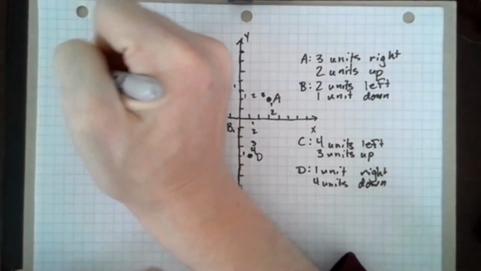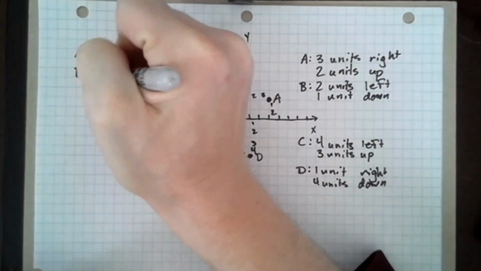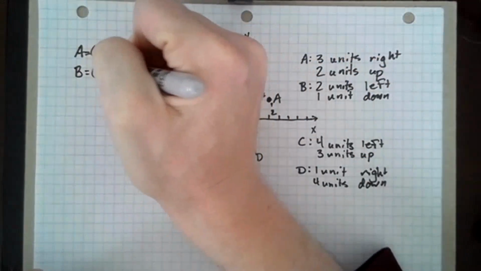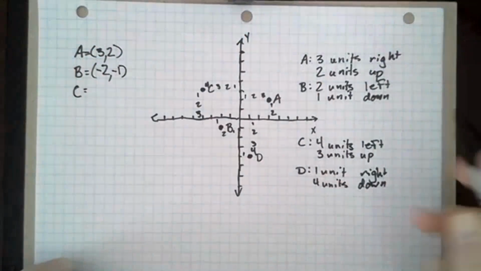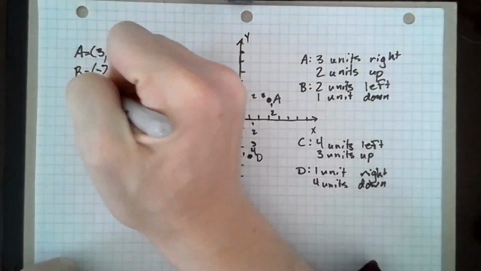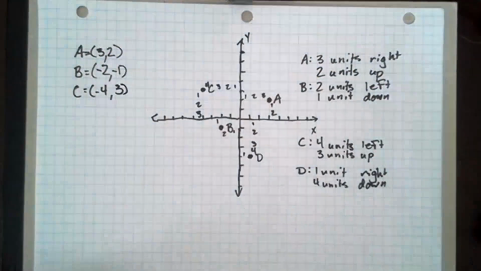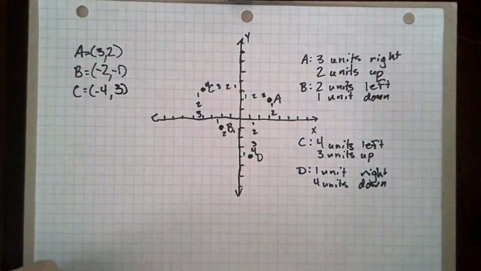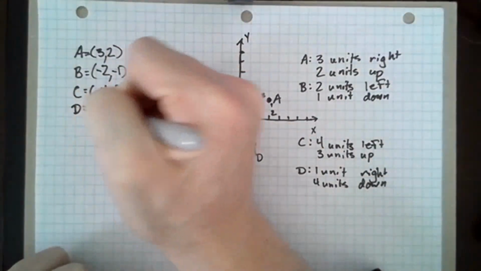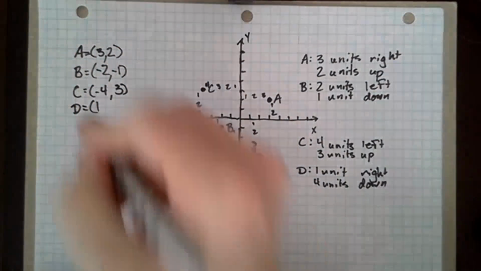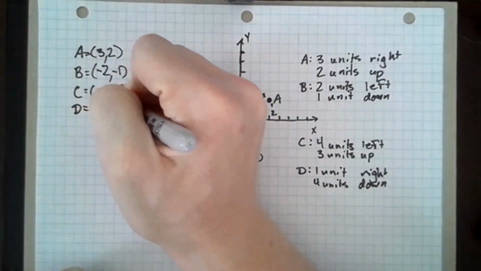So for B, we go left 2, which is negative 2, and we go down 1, which is negative 1. For C, we're going 4 units left, so that's a negative 4 x coordinate, and 3 units up is a positive 3 y coordinate. And as for D, we're going 1 unit right, which gives us a positive 1 for our x coordinate, and 4 units down is a negative 4 for our y.